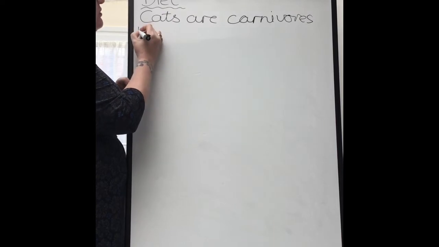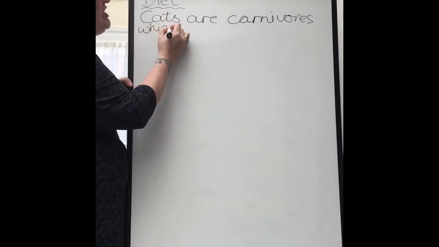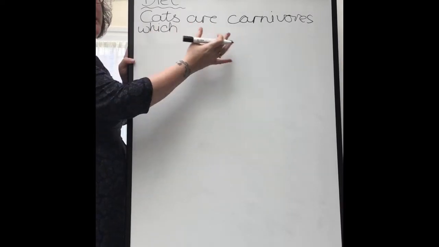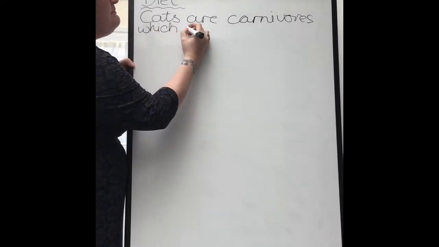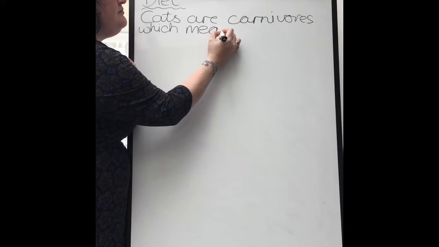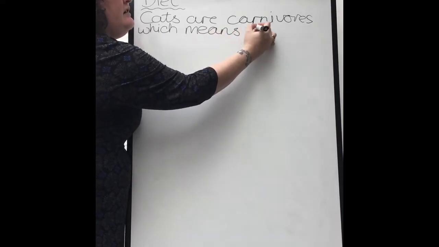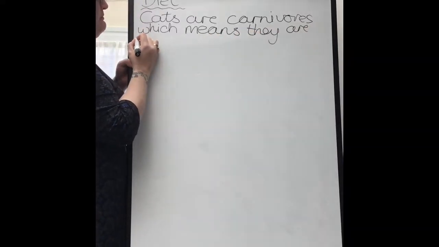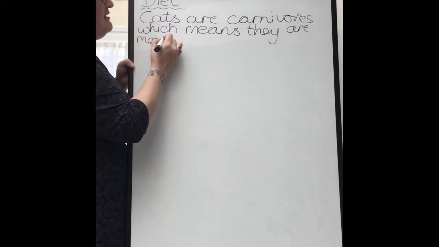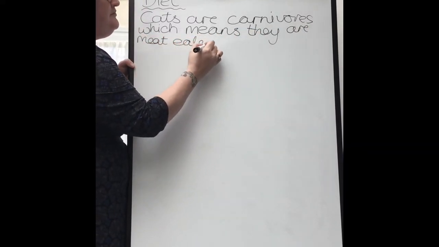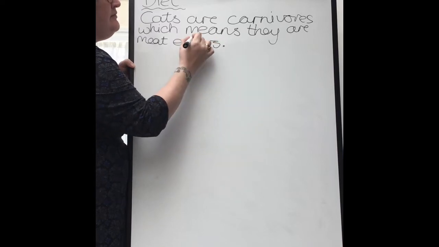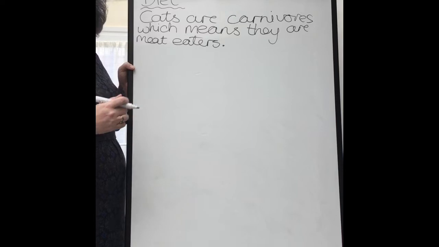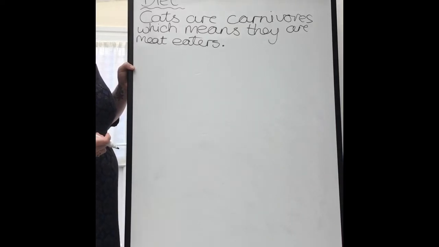Cats are carnivores, which, there is my causal conjunction because I'm going to go on and explain, which means they are meat eaters. So a nice simple sentence to start my paragraph, but I have got a conjunction in there.